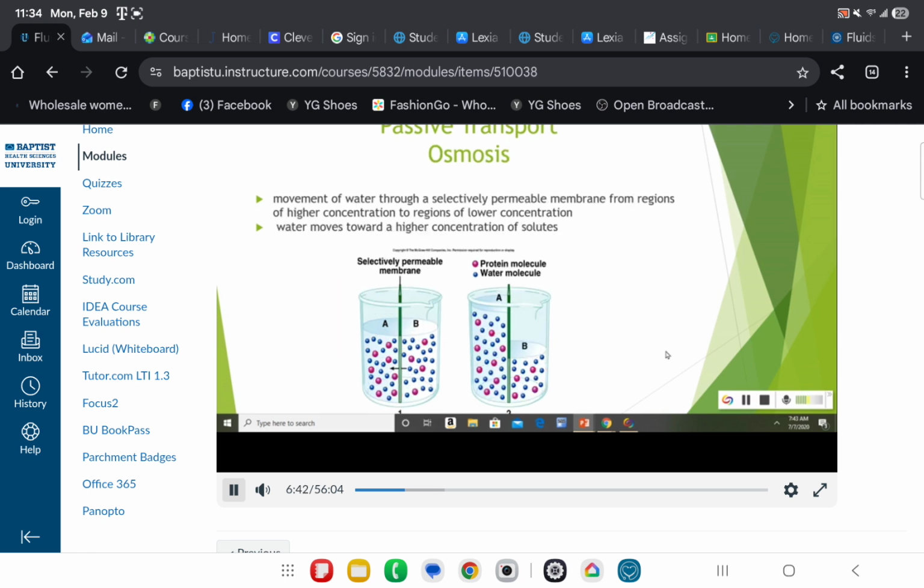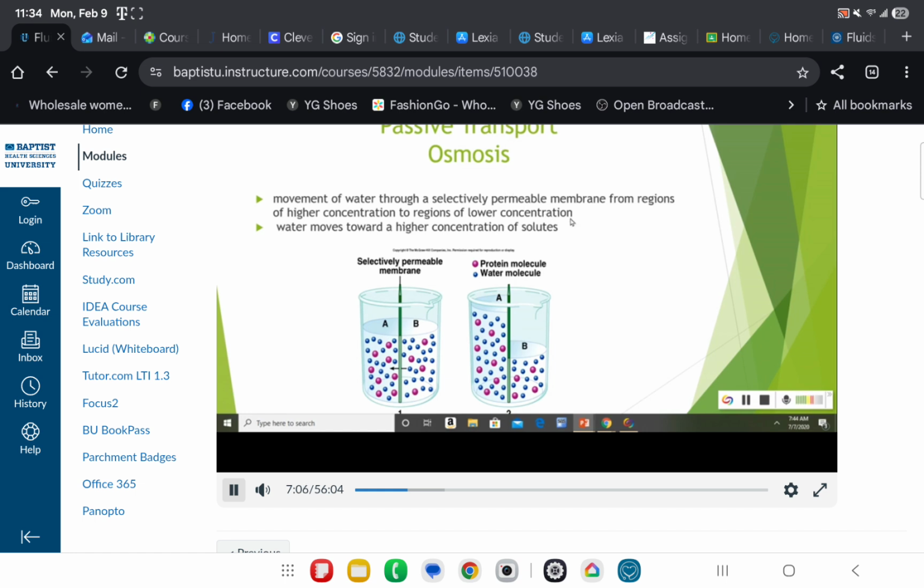Osmosis is a little bit different because osmosis is the movement of water. And keep in mind with osmosis, it's the water that's moving and not the solids that are moving. Okay. So it's the movement of water from a place of high water concentration to a place of low water concentration through a permeable membrane.